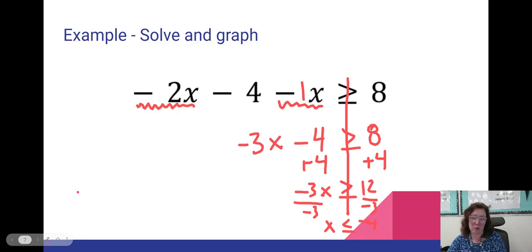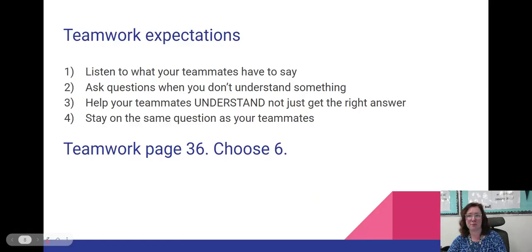That's so hard to see. Let me rewrite it over here. x is less than or equal to -4. And then we can graph it. Here's my -4. Closed circle, because it's an equal to, so less than or equal to. And then x is less than. That means -4 is big, and x is everything smaller than it.